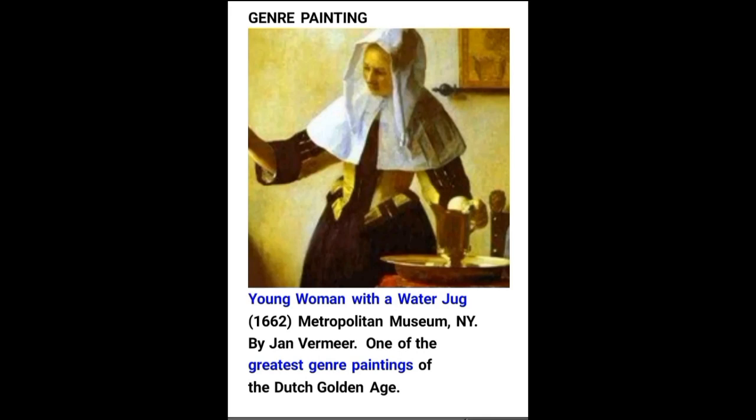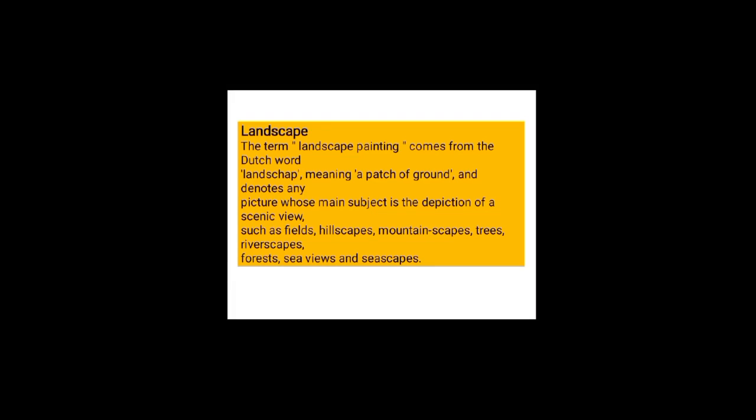This is the example of genre painting. Young Woman with a Water Jug, in 1662, Metropolitan Museum, New York, by Jan Vermeer, one of the greatest genre paintings of the Dutch Golden Age.